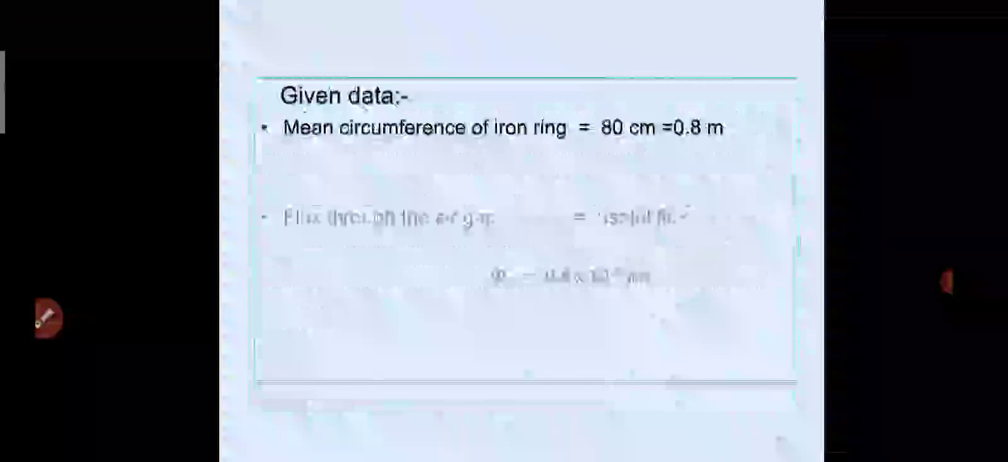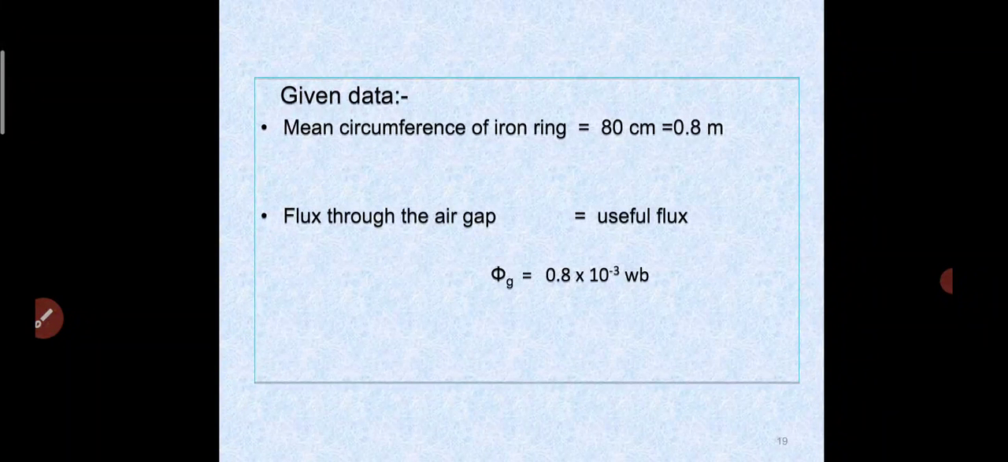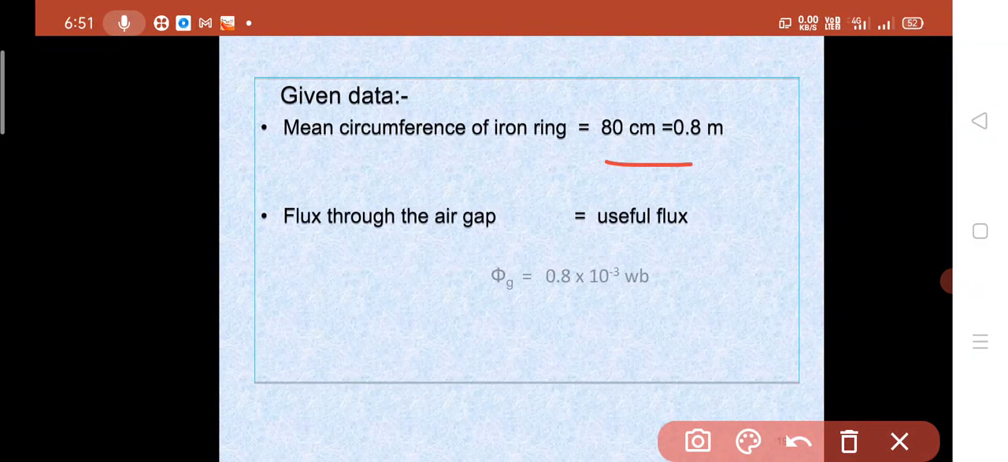So now I will repeat once again. This is the important problem. So very long, so listen carefully. So write the given data. The circumference of the iron ring is 80 centimeters. So we can convert to meters: 0.8 meters. Flux in the air gap.